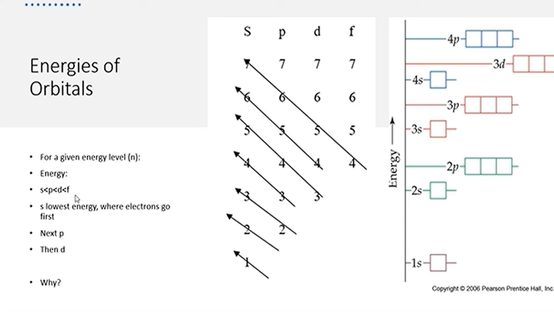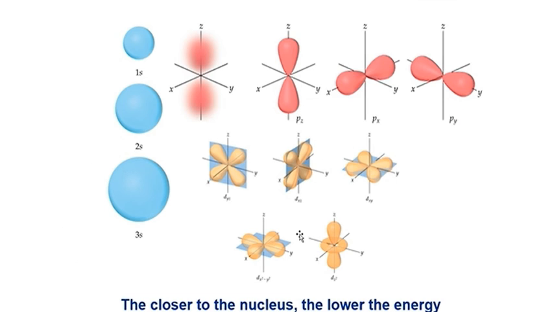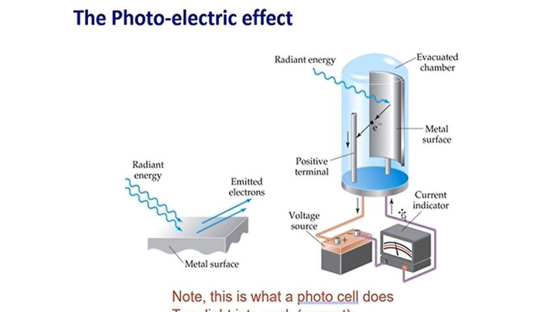S is the lowest energy level, then P is the second, D is third, and F is the highest energy level. So these are the shapes of our energy orbitals. This is the s orbital, this is the p, and this is d. Again, f has 7 different orientations. That is a kind of complex arrangement. So up to now, if you need s, p, d, that is enough.